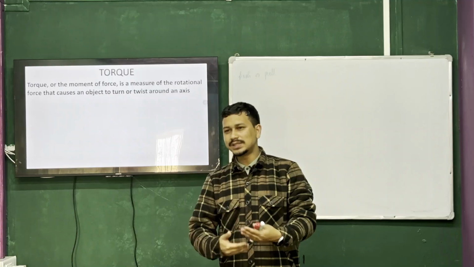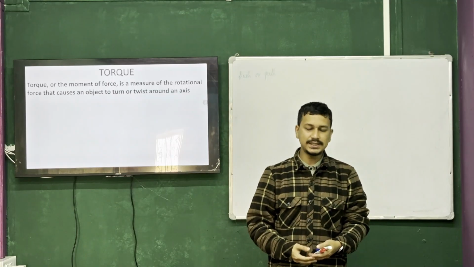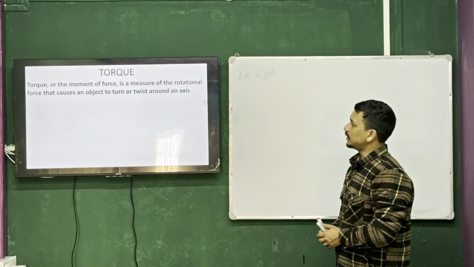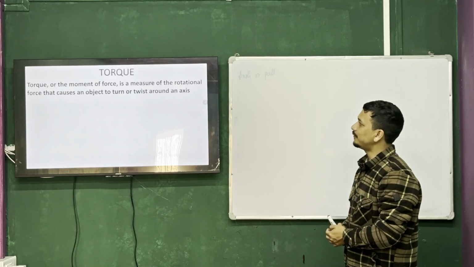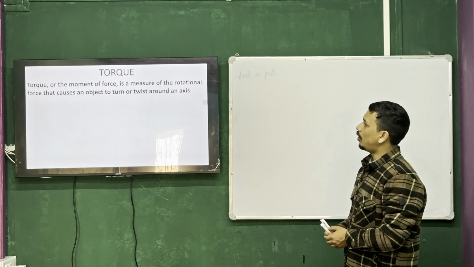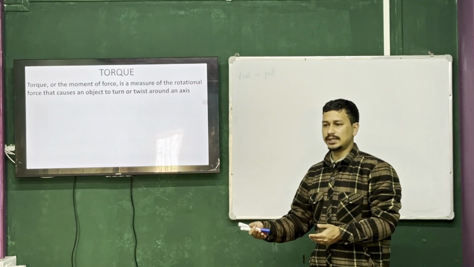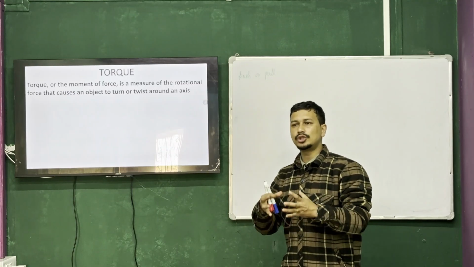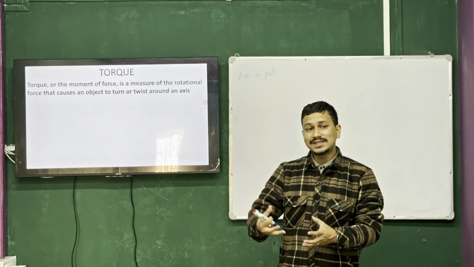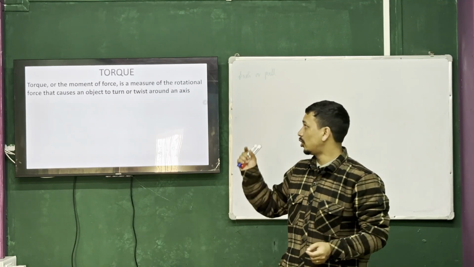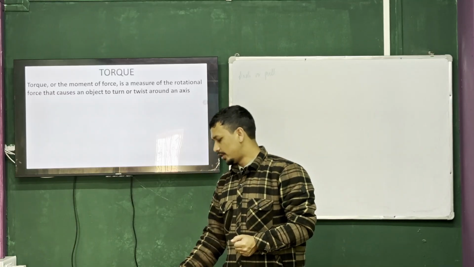So what causes this rotational motion is torque. Let's understand what torque is. Torque, also known as the moment of force, is a measure of rotational force that causes an object to rotate. In simple words, torque is something that causes rotation. We have a definite name for it, so we can call it cause or moment of force.